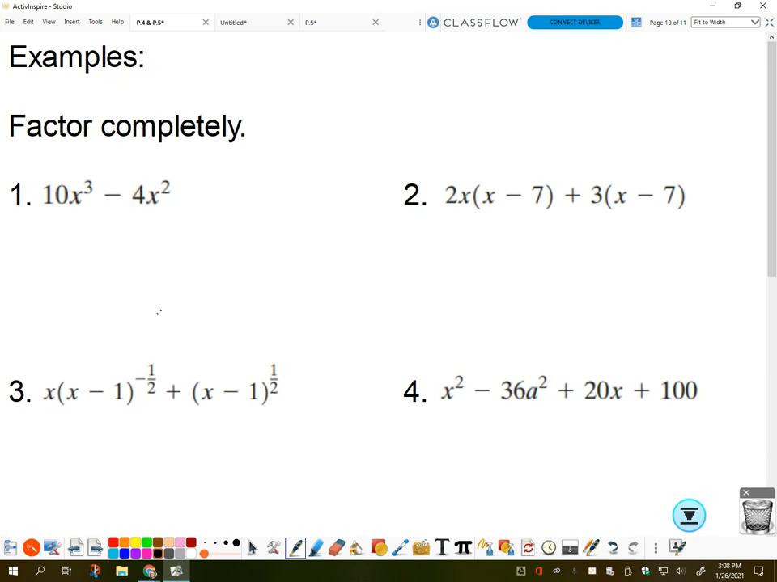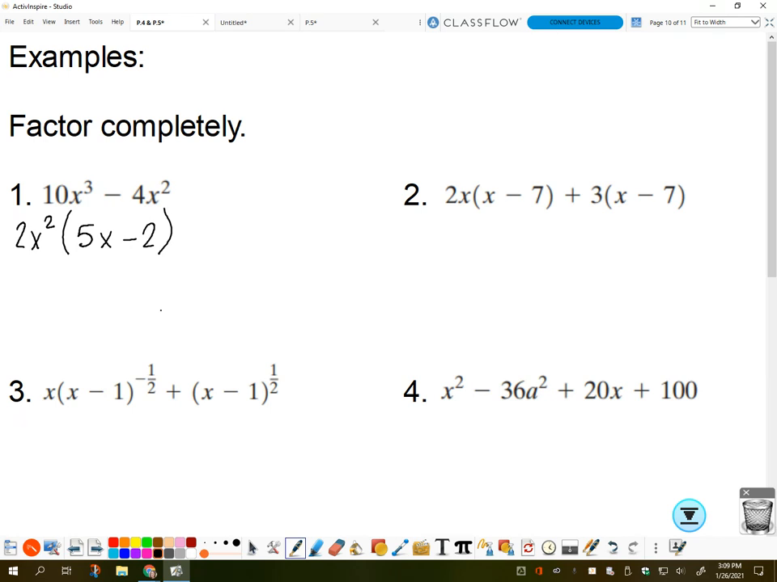So, again, always look for a GCF as your first step. So, what do 10x to the third and 4x squared have in common? Well, they are divisible by 2, and they both have an x squared, so we can take out 2x squared, which is going to leave me with 5x minus 2. 5x minus 2, no exponent, they're not perfect squares, it won't factor, you are done.